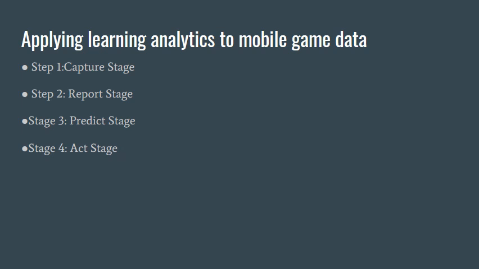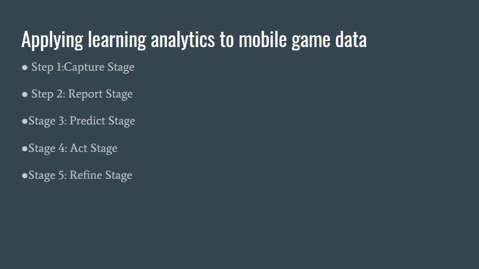Step 4, the act stage. The purpose of the stage is to translate the data into a consumable form. The predictions that were calculated from the predict stage are now analyzed and interpreted in the context of the museum, exhibitions, and the museum technology.